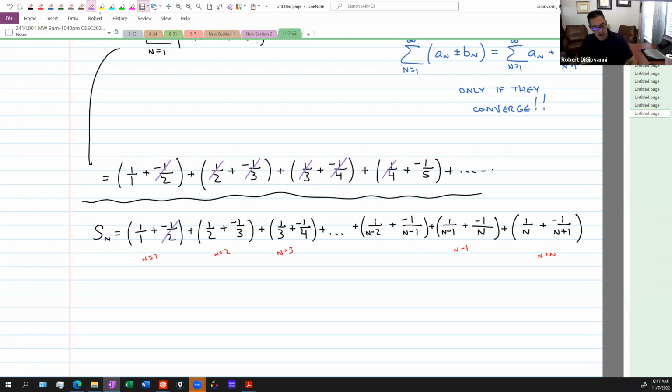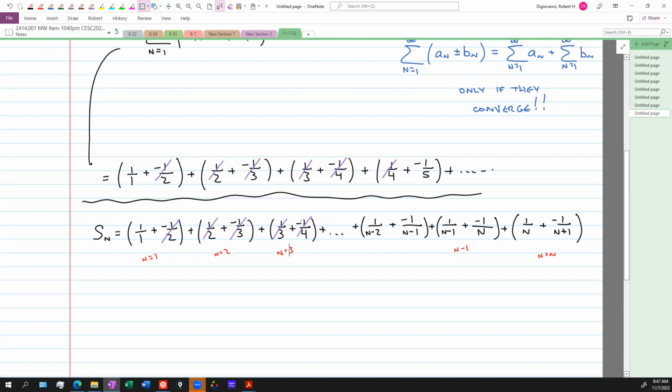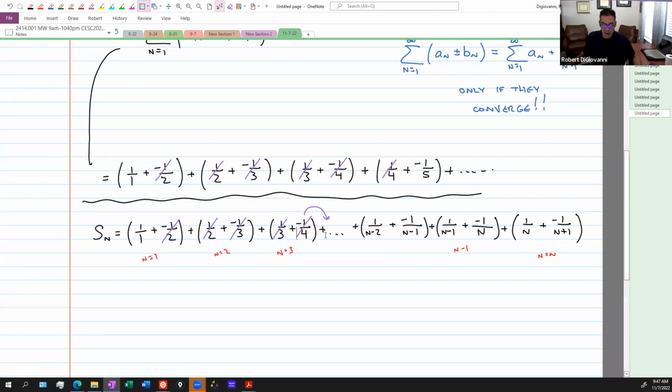See, I know the negative 1 half, positive 1 half go away. I know the negative 1 third and positive 1 third go away. How about this negative 1 fourth? Does it cancel with something? Yes. It cancels with the next one in there. And then dot, dot, dot. Everything cancels.